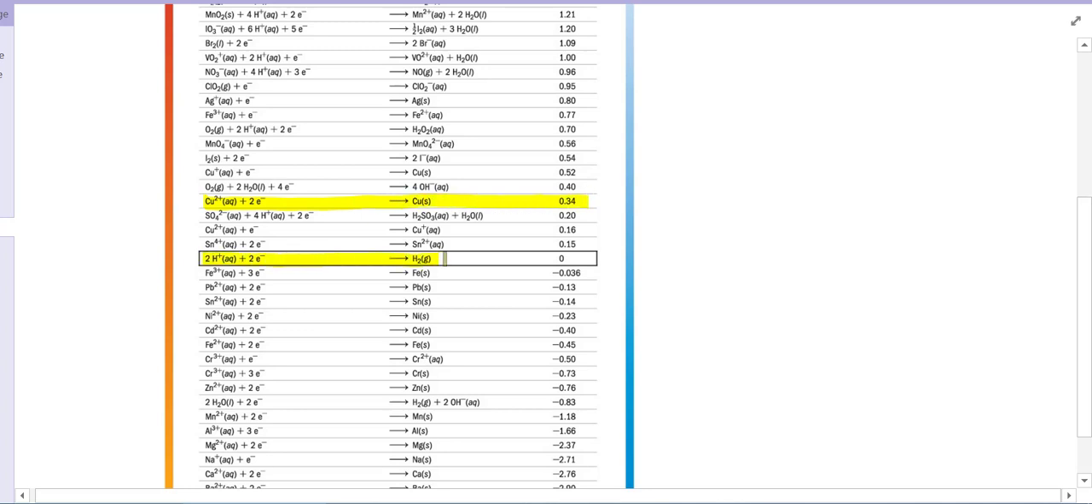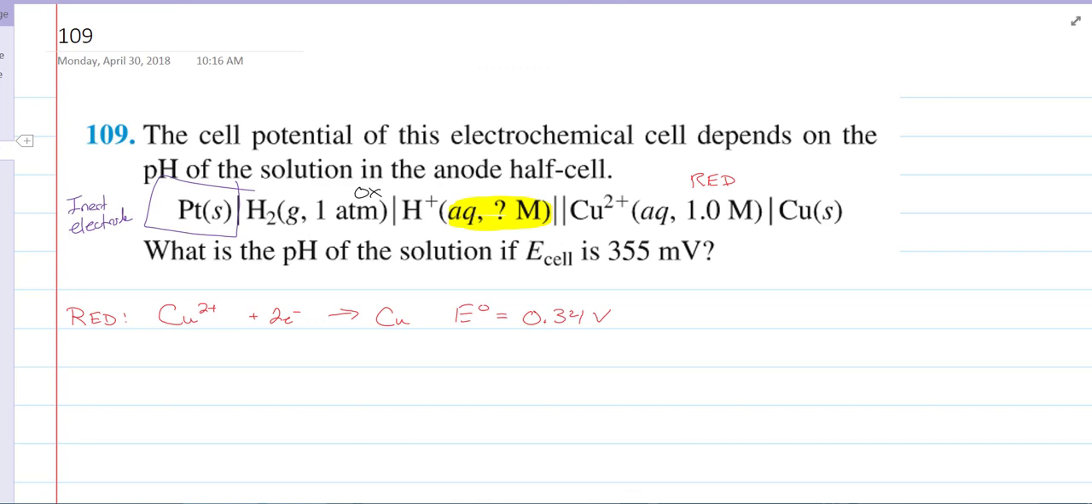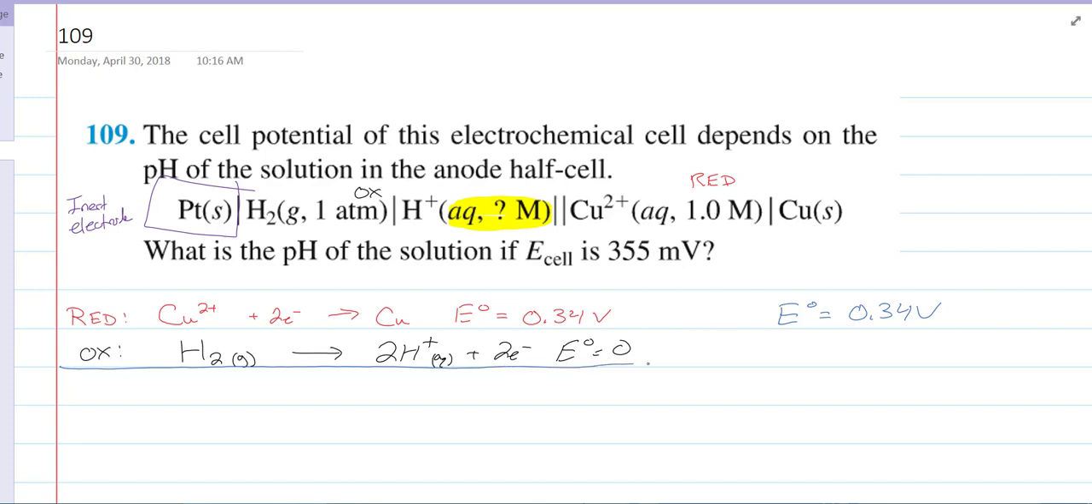We're also going to highlight our standard hydrogen electrode, which we use. So back to 109. Our oxidation would be H2 gas going to 2H+ aqueous plus 2 electrons with a standard cell potential of 0. So our standard is 0.34 volts for our cell, and our overall reaction is copper 2+ plus H2 goes to copper metal, that's a solid, right? And 2H+ aqueous, and it's a 2 electron transfer. Perfect.